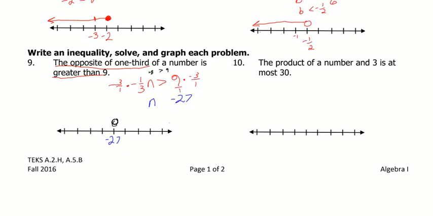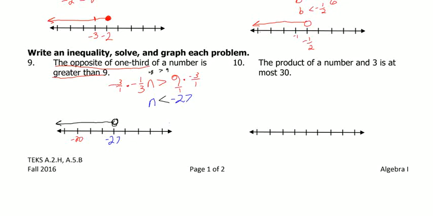Okay, so n needs to be smaller than negative 27, and if I do that, it makes it work. Okay, let's look at negative 30. If I plug in a negative 30 for n, that would be positive 10, and positive 10 is in fact bigger than 9. So that would work, and that is how we check our answers, and we make sure that they're right.